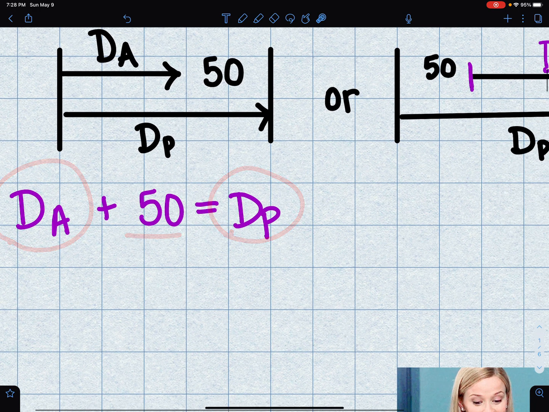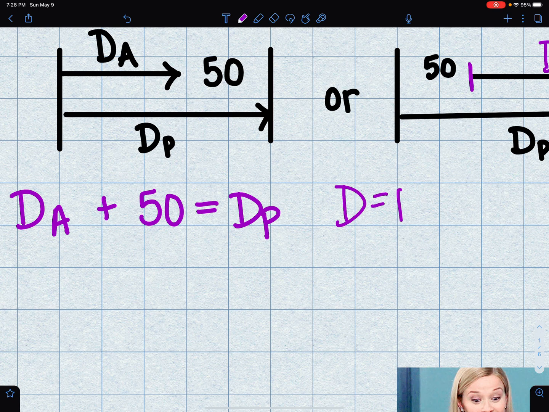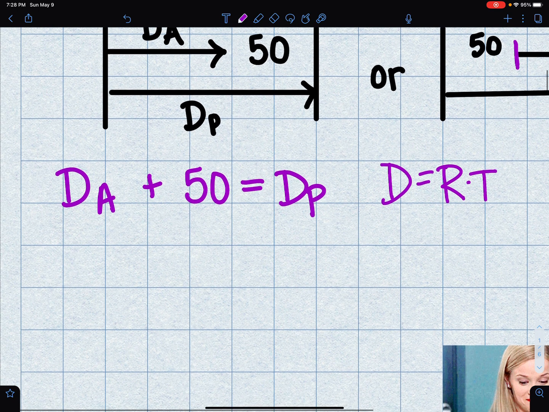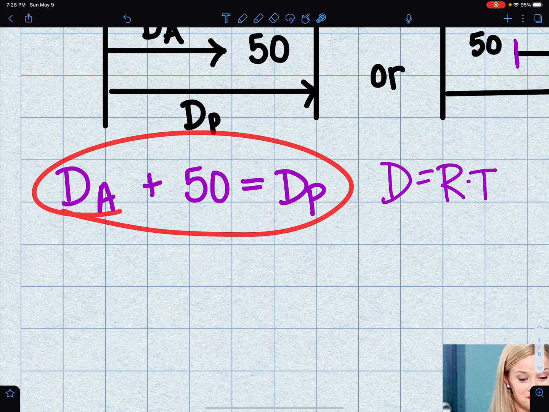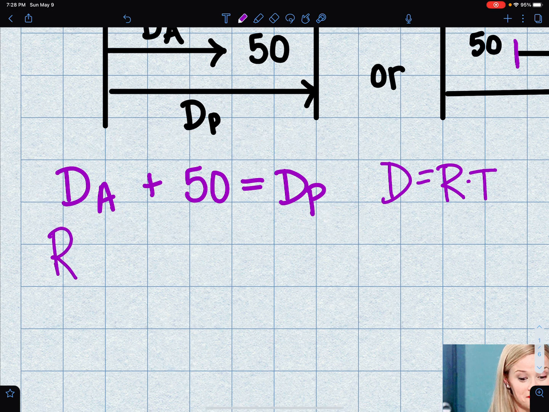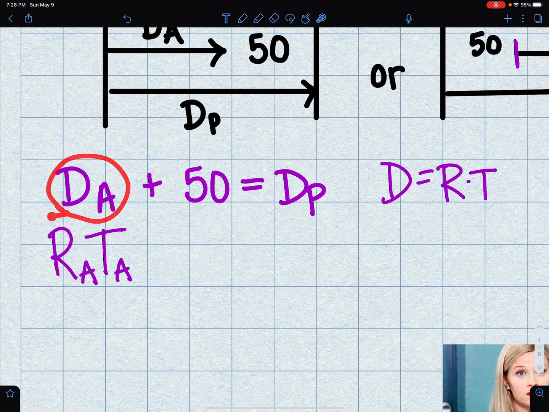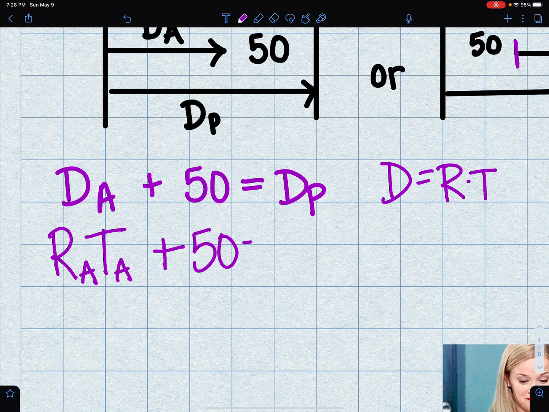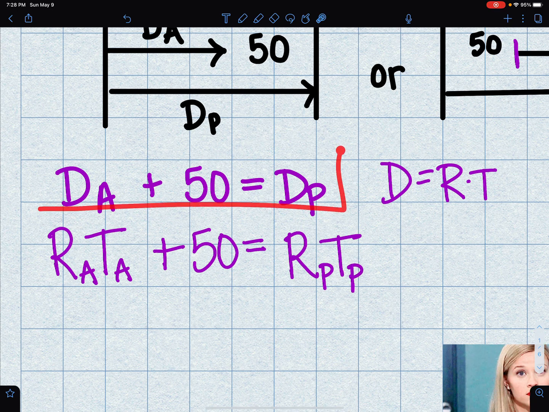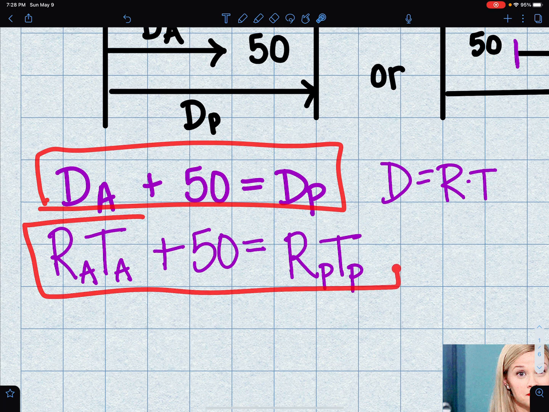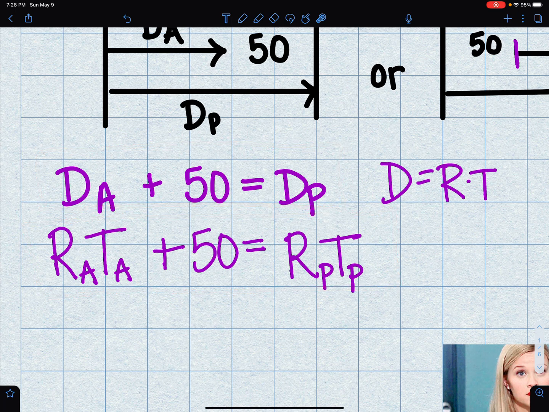And then, since you already know that distance equals rate times time, you can change this equation right here to rate times time of A, because all I did was take distance equals rate times time, so I changed the distance of A to rate times time, plus 50 is equal to distance equals rate times time, this time of P. So you'll either use this equation or the combination of both when it's something like that.